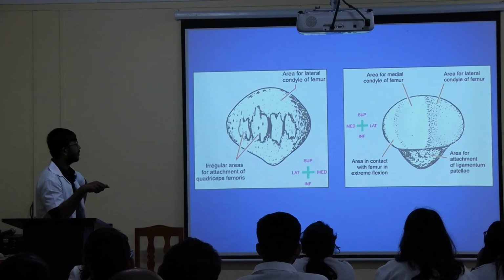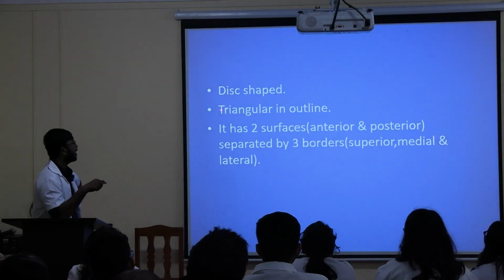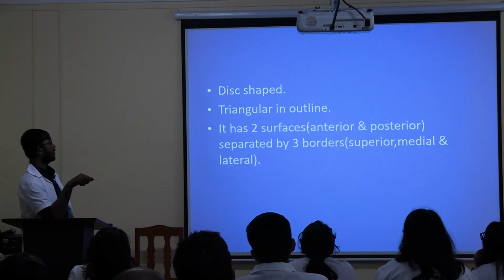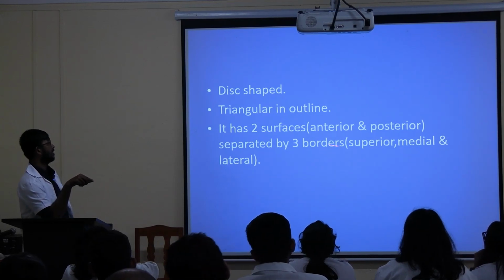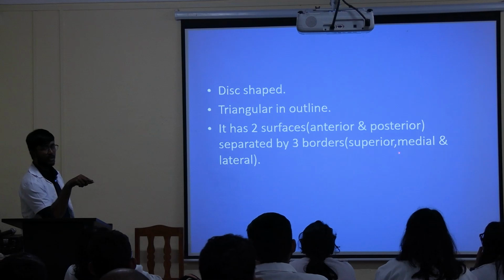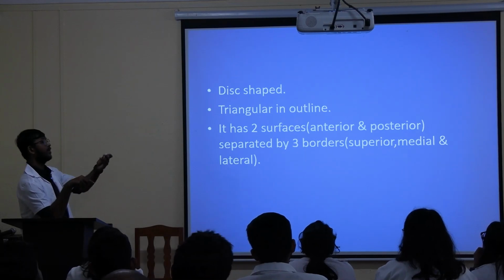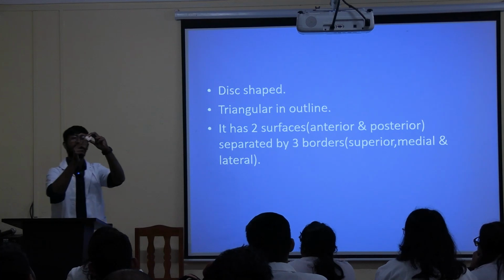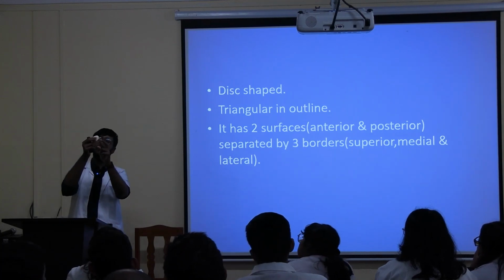Now the patella is a disc-shaped bone, triangular in outline. It has two surfaces, anterior and posterior, separated by three borders: superior, medial, and lateral. This is the superior border. This is the medial border. This is the lateral border.